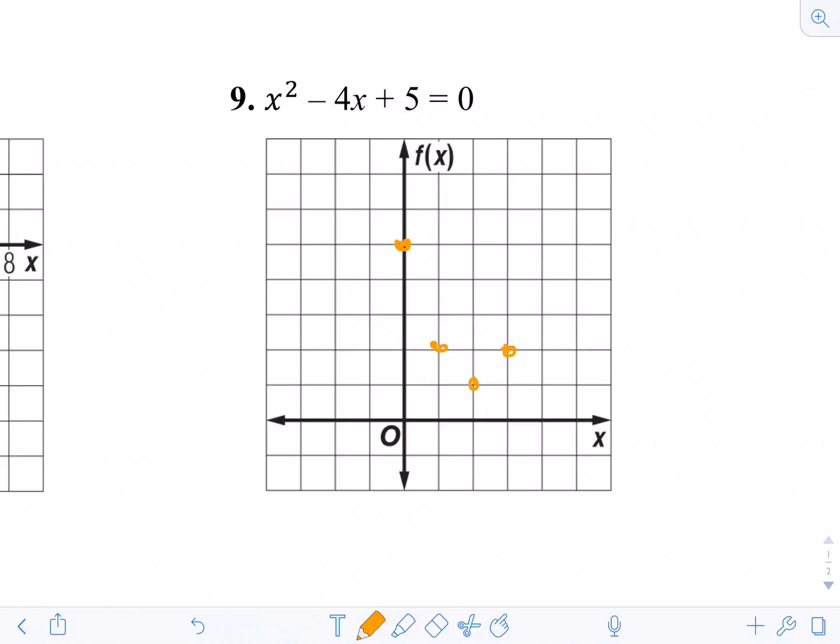And then I'll have 4, 5. So 1, 2, 3, 4, 5. And then 5, 10 is off the chart. So here's my graph. And again, I'm looking to see if it ever crosses the x-axis. So as you can tell, it doesn't. So your answer here is no solution.